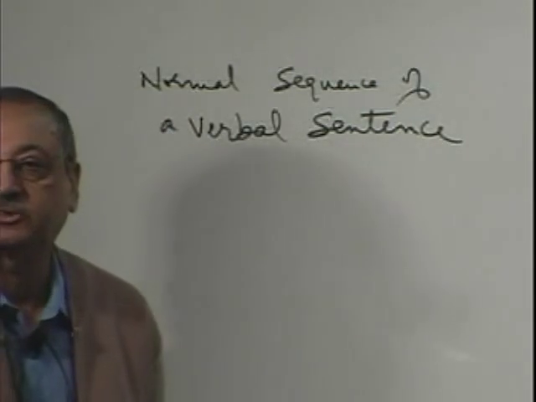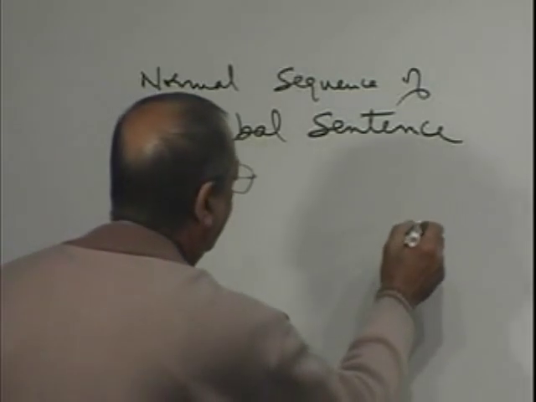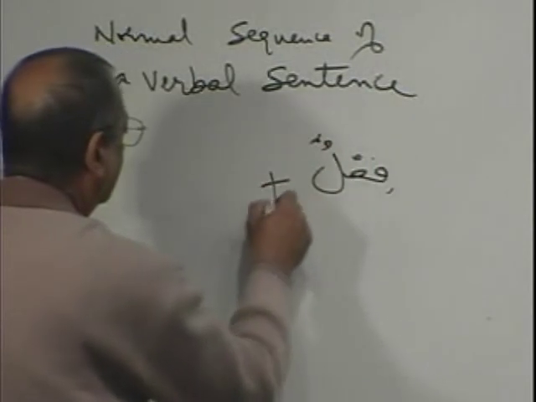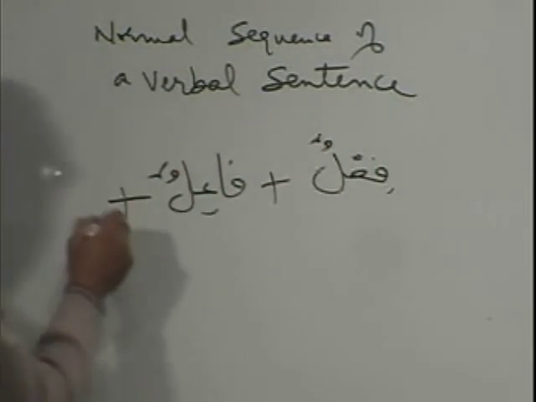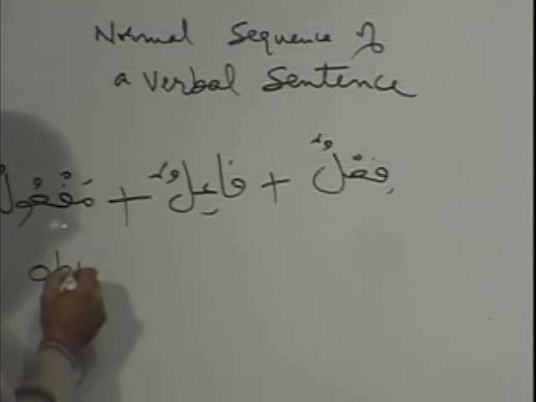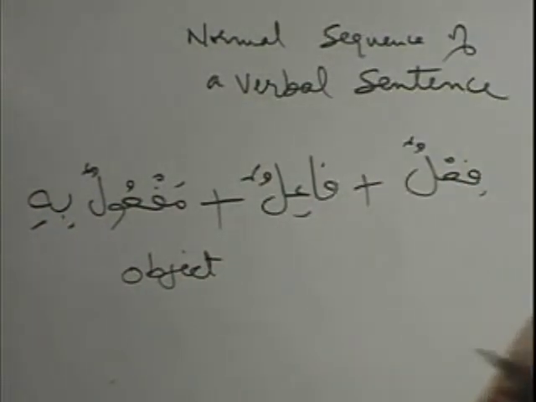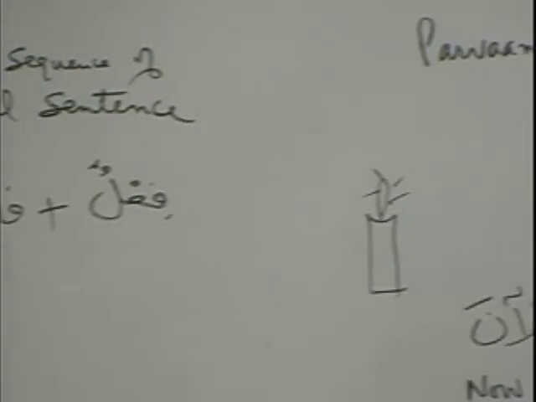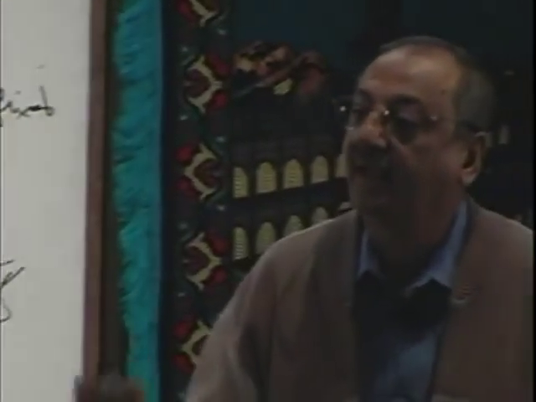What is it, brother and sister? Normal sequence of the verbal sentence. What is the normal sequence, brother? Fi'lun, fa'ilun, and then maf'ulun bihi. What is maf'ulun bihi? Object. Dr. Abdul Rahim is explaining Maf'ulun Bihi in book 2, lesson number 5. It will come in wholesale to you, from left and right. So here is the sequence. Always remember, there will be a fi'l, and fi'l has to come first, never after. And then if there is a need for maf'ulun bihi, the object, it will come after. This is the normal sequence of the verbal sentence.